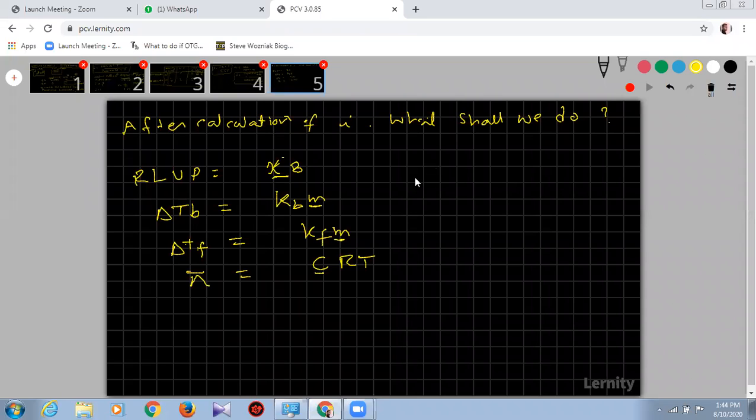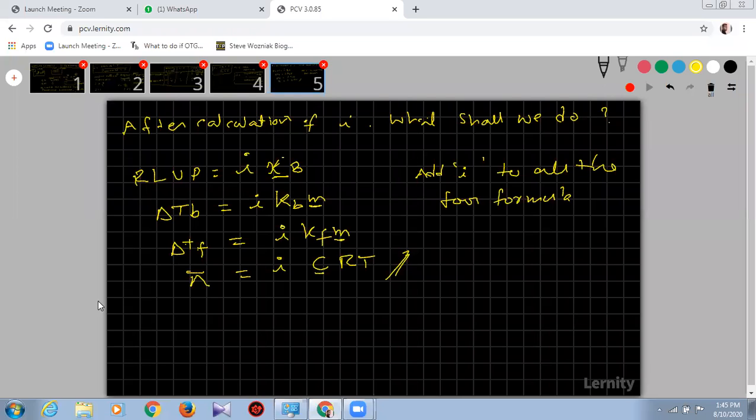Now add i to all four formulas. Then relative lowering of vapor pressure is equal to i into mole fraction. Elevation in boiling point is equal to i into Kb into m. Depression in freezing point, delta Tf, is equal to i into Kf m. Pi is equal to i into CRT. So this is the formula you will get whenever you need to consider the Van't Hoff factor.